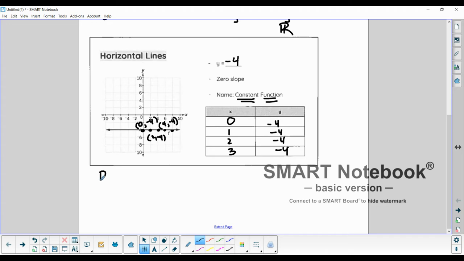And so in this case, we have a domain of infinite numbers, right? It's infinitely wide. So we can either write this or we can write this. Whereas the range, the only y value on this graph is -4.